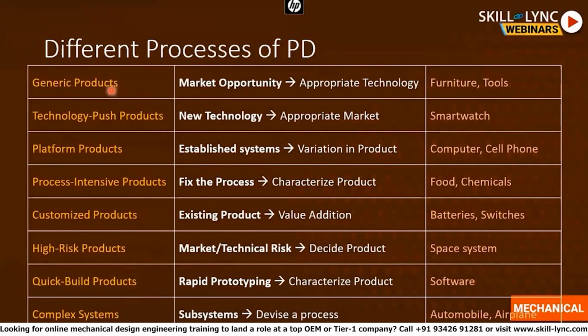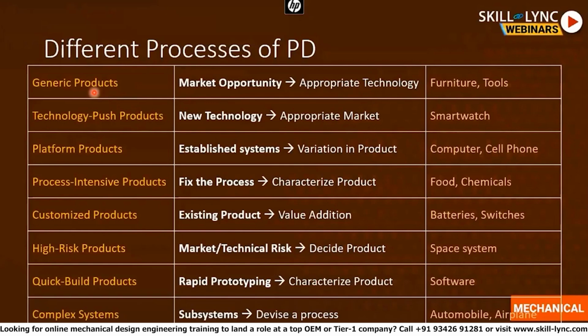And the first column shows the different types of products, and second column shows what is the driving factor and what is the next step after understanding the driving factor of each product. And third is just an example of each product type. Starting with the first, the generic product. Generic product is anything you just see wherever you are right now. You just look around at what you have.